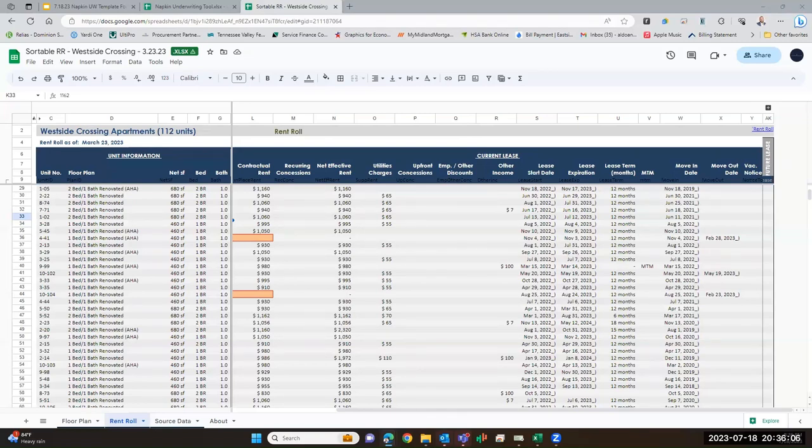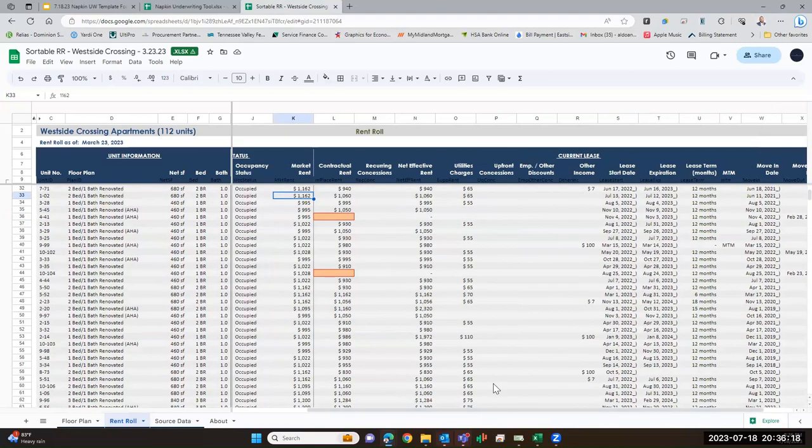Also, when it comes to the utility charges, you want to make sure that's accurate and matches what is on their T12, and it's not exaggerated on the T12 so the numbers look better, for example.